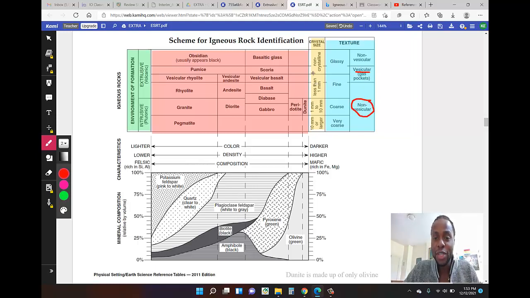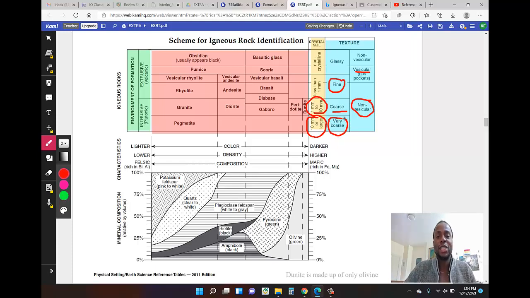And then if the crystals are very small, we say that rock is fine because it's just less than 1 mm. If the crystals are big, like you have here, ranging to 10 mm, then we say that that rock is coarse. And then if the crystals are very large, which means 10 mm and above, then that rock is very, very coarse. That's it.